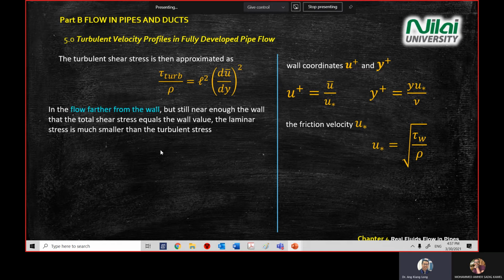So there's a note there. For the flow away from the wall, but still near enough to the wall, the total shear stress will equal the wall shear value. The laminar stress is much smaller than the turbulent stress, so you can write your equation in this term. Again, don't worry about the format of the equation. What is important for today's lecture is that you know there is an equation to calculate turbulent shear stress: k squared y squared times du over dy squared.